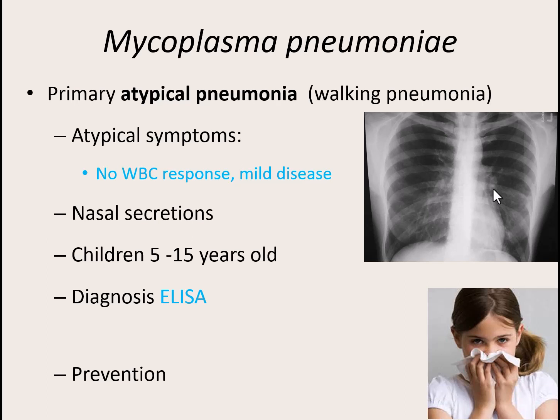And we say it's atypical because we don't have that big immune system response where we'd see a big increase in white blood cells, indicating that there's an infection. It's usually very mild, meaning it's not a pneumonia that you're staying at home thinking you're going to die or even have to be hospitalized. You're walking around because it's so mild.